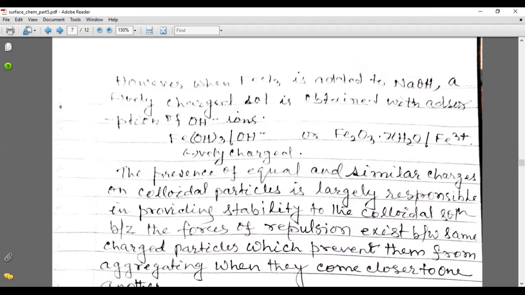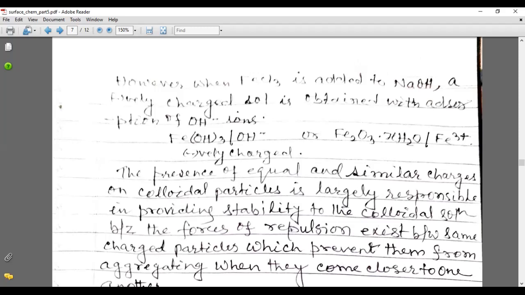Now again, an important part for our board examination of this topic, that is preferential adsorption of ion. The topic is electrokinetic potential or zeta potential. So the definition of 1 mark or 2 marks is given in our board examination. The potential difference between fixed and diffused layer is called zeta potential.